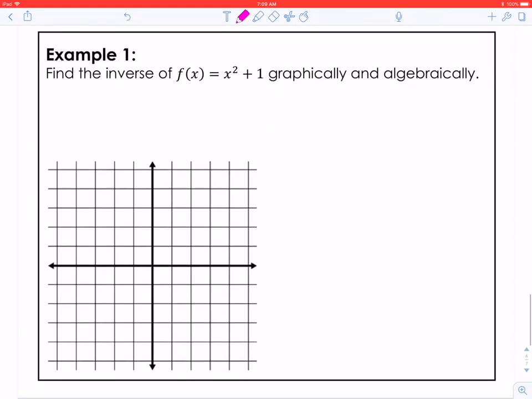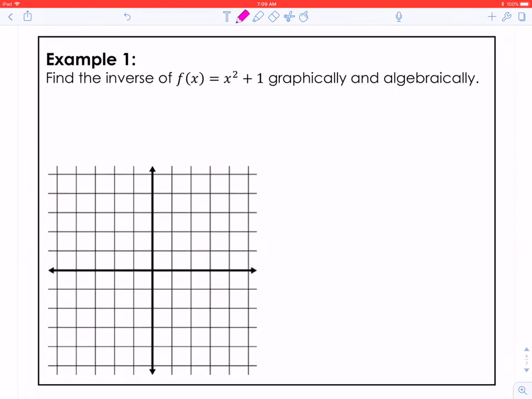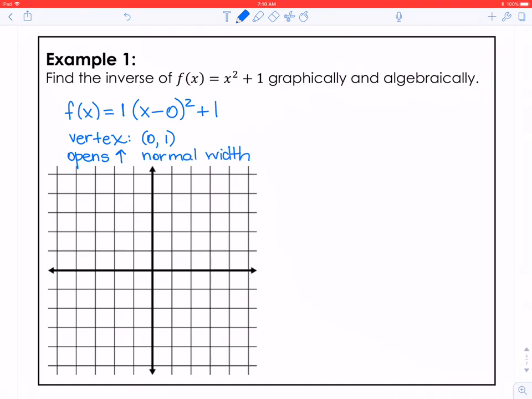Okay, let's try a couple of examples. Let's look at this both graphically and algebraically. If we want to find the inverse of f of x equals x squared plus 1 graphically, what we'd want to do is to start with our original function. If you think back to our work in quadratics, we know this is 1 times (x minus 0) squared plus 1. We can see that our vertex (h, k) is (0, 1). And we're opening up because our a is positive, and we have a normal width because our a is 1. So starting at (0, 1), opening up with a normal width.